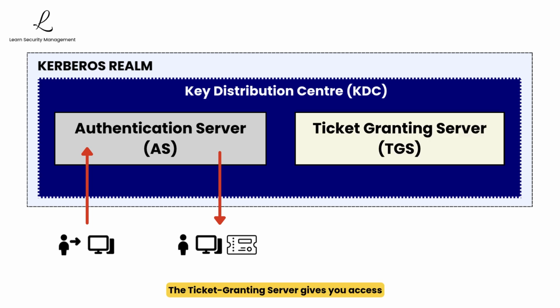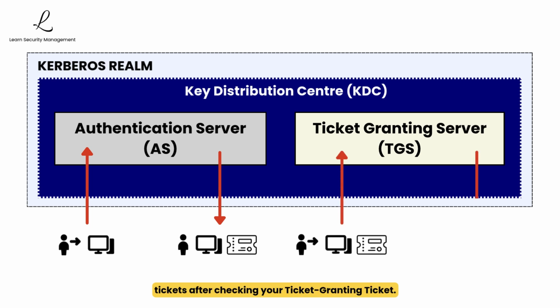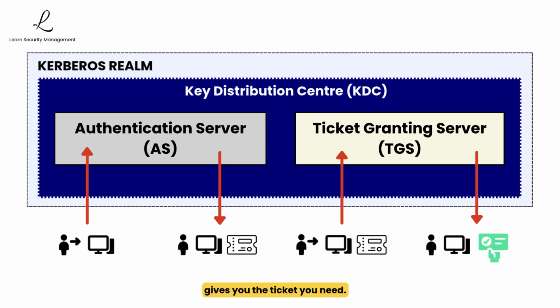This step builds the trust needed for everything else that follows. The ticket granting server gives you access tickets after checking your ticket granting ticket. When you want to use a service like a file server, the ticket granting server, TGS, gives you the ticket you need. There is no need to enter your password again. The ticket granting server is like a ticket booth at an amusement park. After you have shown your first ticket, the TGS hands out tickets for each service you want to use. This way, you can access different services without typing your password each time.